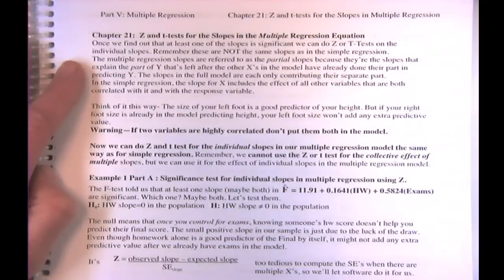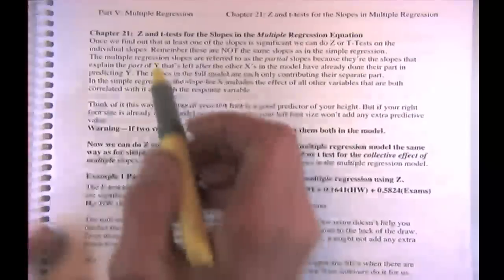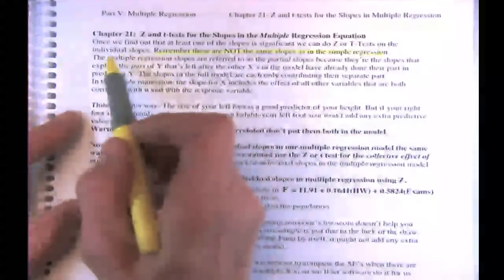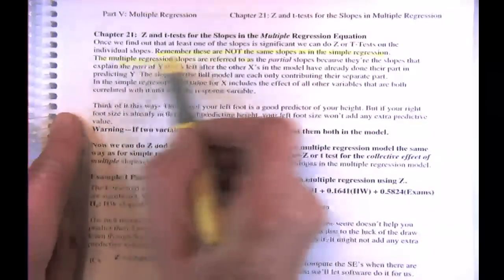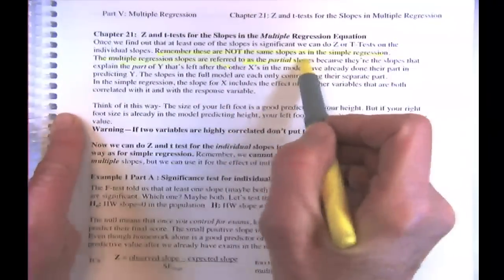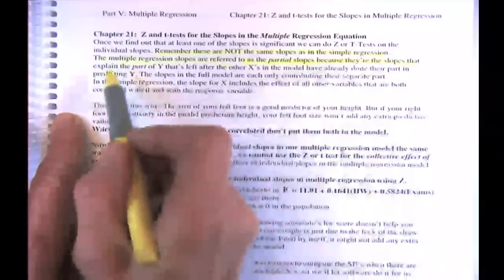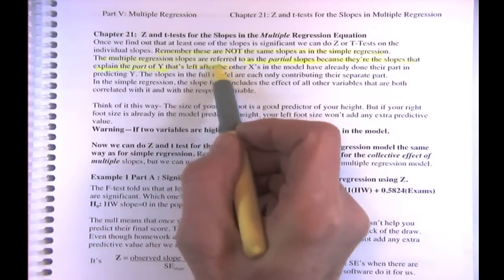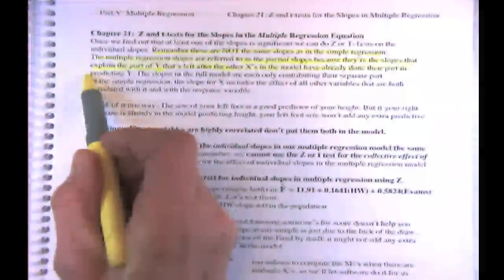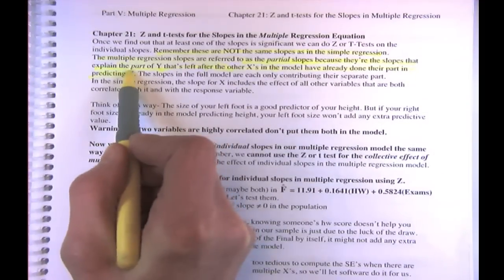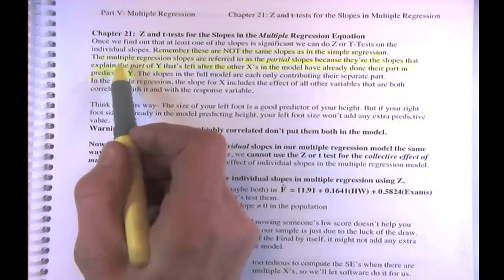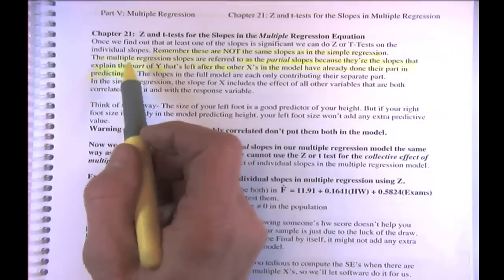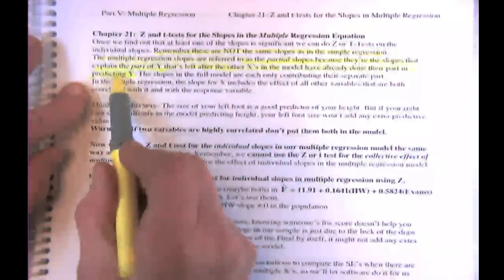Remember that these are not the same slopes as in the simple regression. The multiple regression slopes, just to refresh your memory, are referred to as the partial slopes, because they're the slopes that explain the part of y, what we're trying to predict, that's left after the other x's in the model have already done their part in predicting y. If the x's are uncorrelated with each other, then they're the same as in the simple regressions of each individual x predicting y. But when they're correlated with each other, they're going to be different.